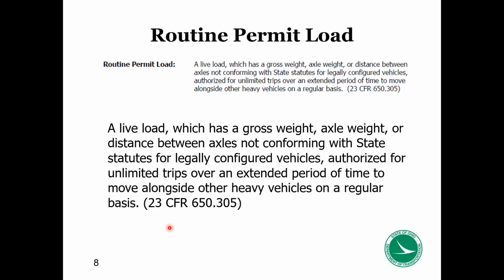A live load which has a gross weight, axle weight, or distance between axles not conforming with state statutes for legally configured vehicles. So first thing is the routine permit load is not a legal load. So this is different than a legal load. It is authorized for unlimited trips over an extended period of time to move alongside other heavy vehicles on a regular basis. So what this definition tells us, that routine permit load is not a legal load.